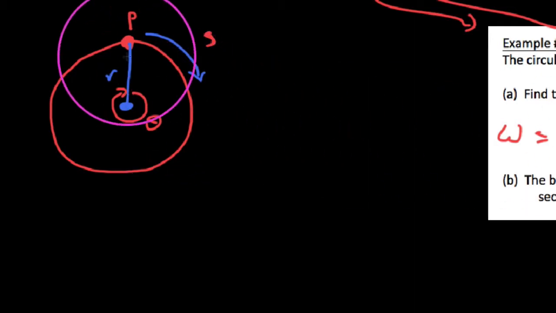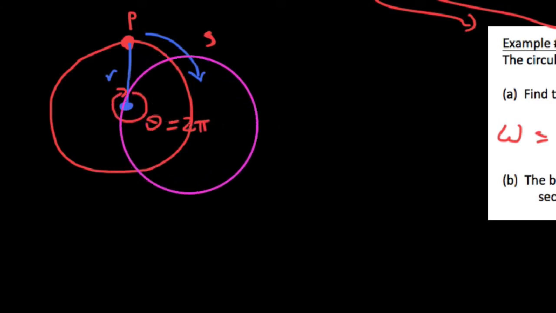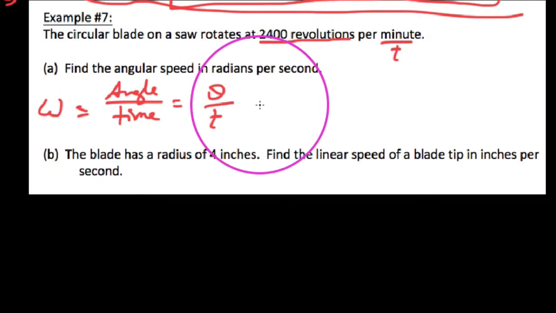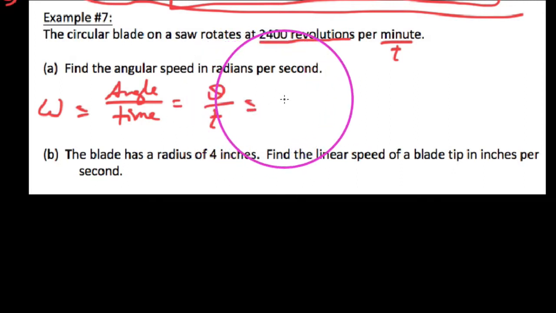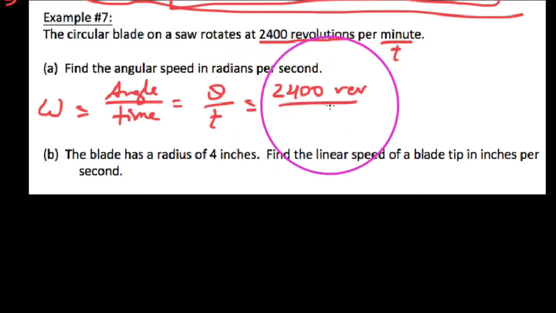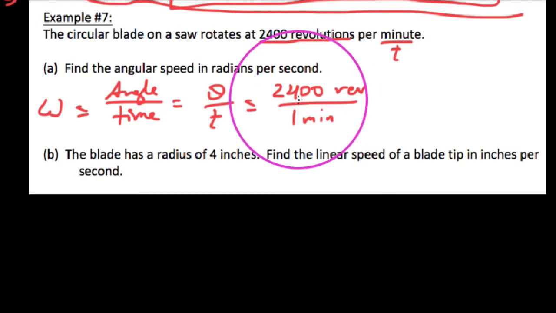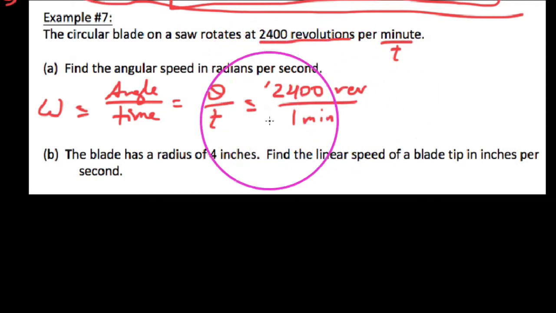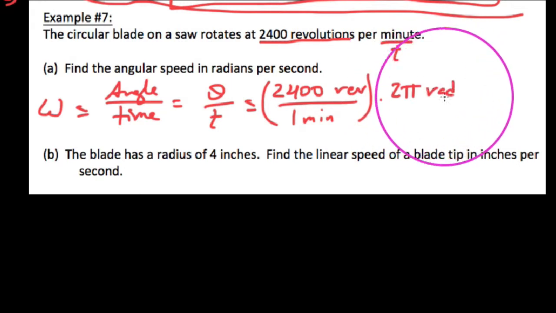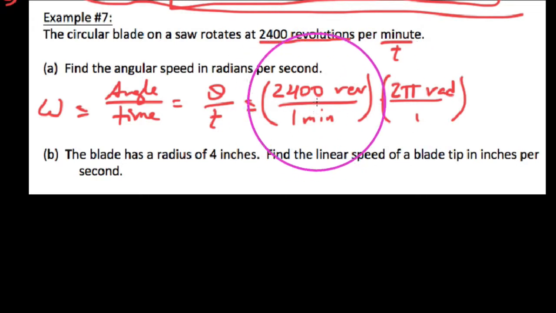And what I know is this: one complete revolution around would be 2 pi radians. So in general, if it's going 2400 revolutions per minute, let's write that out here. We have 2400 revolutions per 1 minute. I want to convert this into an angle. What I know is each revolution is 2 pi radians. So let's take this measurement right here and multiply it by 2 pi radians. That should tell us how many radians we've rotated through in this single minute.